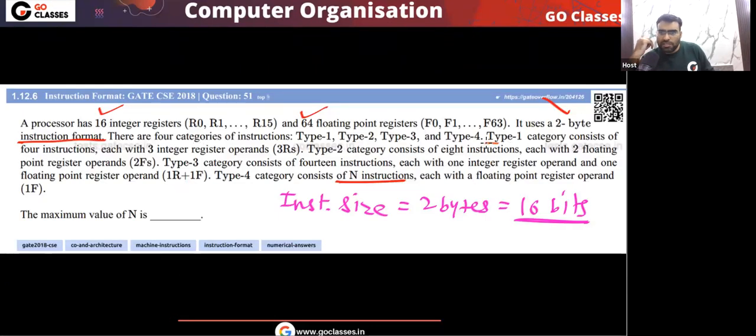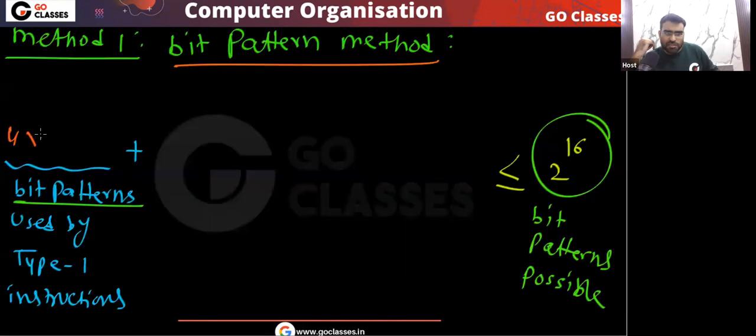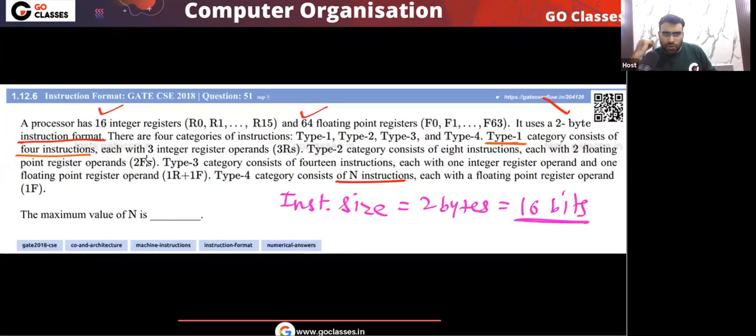You can see the type 1 category consists of 4 instructions. There are a total of 4 instructions. Okay, one type 1 instruction will take how many bit patterns? If I give you a single, particular type 1 instruction, then how many bit patterns will it consume?